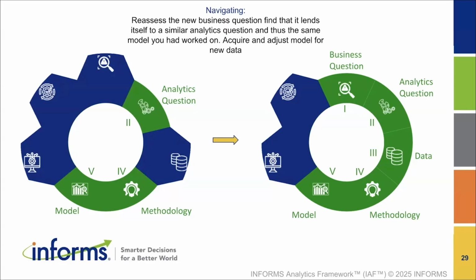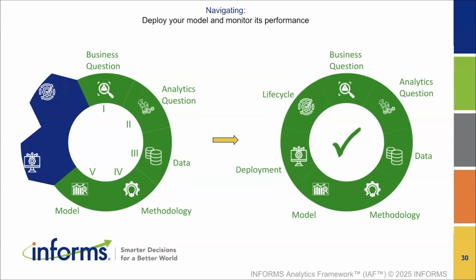Given the question is mostly the same, you tweak the model you made accordingly and train it on the new data, keeping Domains 4 and 5 resolved. Finally, we can finish with the nice clean progression of deploying and maintaining the new model, moving cleanly through Domains 6 and 7 and checking them off. Just like that, we've satisfied all the domains of the framework and thus have a completed project.